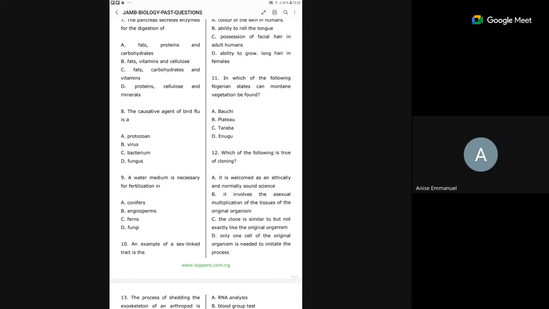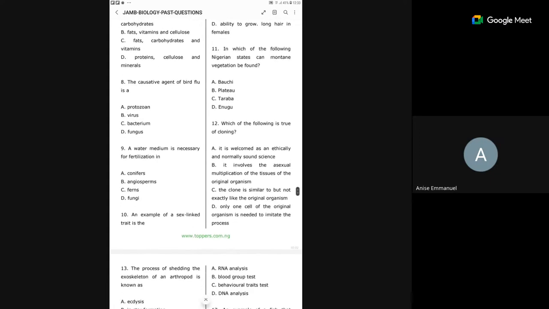Based on what we've seen, and for those of us who have been to the northern part of Nigeria before, we'll observe that Plateau State has a lot of hills and mountains. So in that case, we have more of mountain vegetation in Plateau State. So the answer is Plateau, option B. So let's go to the number 12 question.